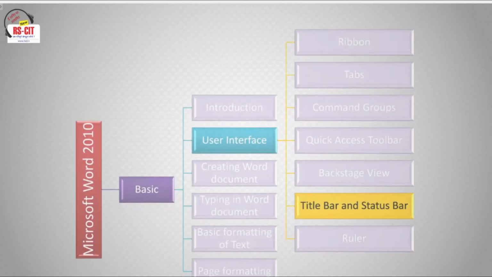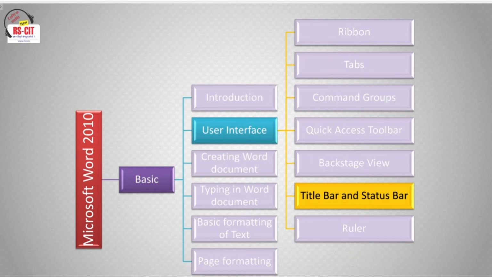Status bar. On the bottom left of the application window, you can see the status bar displaying the page and line numbers, word count, and the proof buttons. On the right side, the status bar displays buttons to control the look of the window, which include different views as well as the zoom slider.